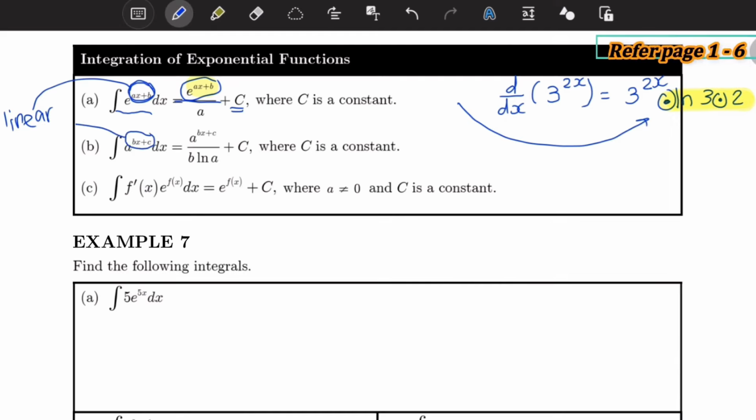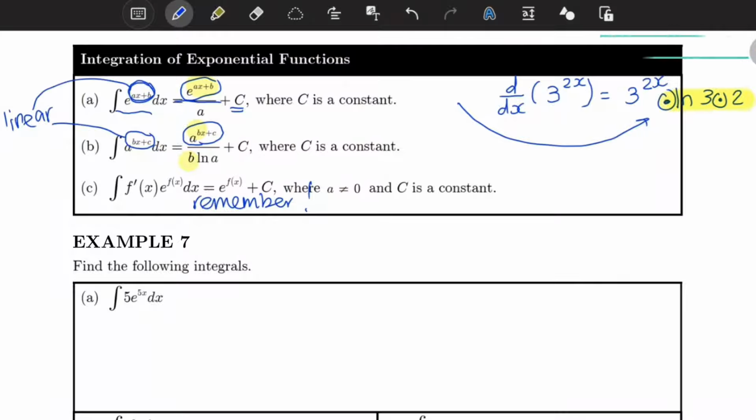Okay, part B, a power of bx plus c. Bx plus c is a linear function. The answer is copy a power of bx plus c, divide by b. So how to get b? b is the derivative of the power. And then ln a plus c. Okay, rule part C: integrate f prime times exponent f, we have exponent f x plus c. So you need to remember this rule.